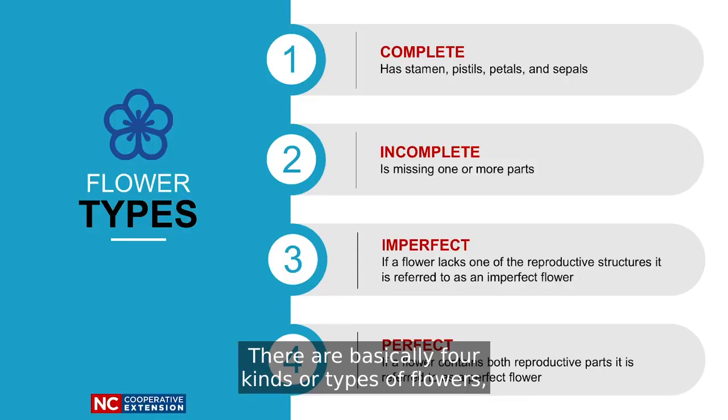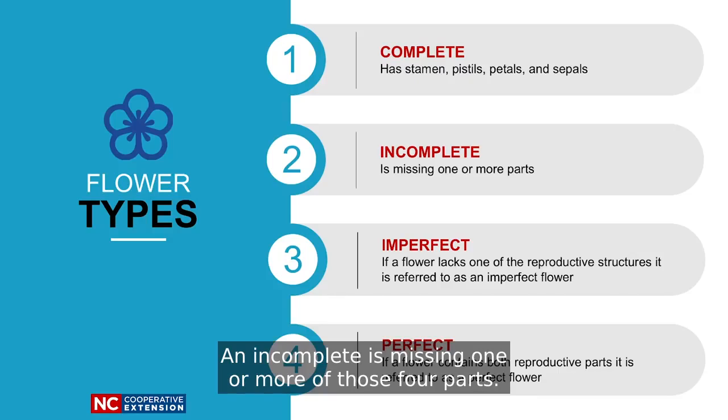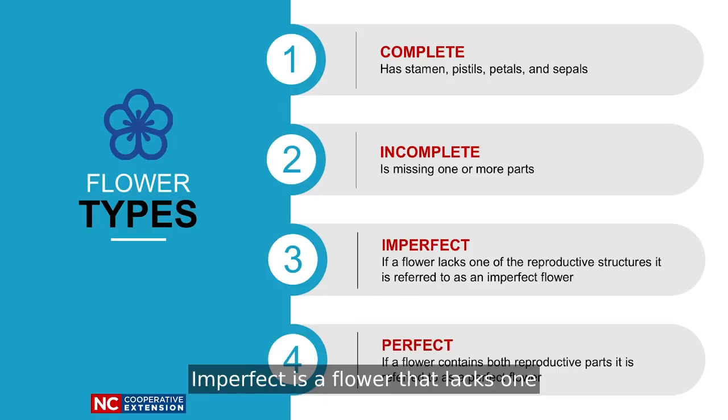There are basically 4 kinds or types of flowers: a complete flower, which has everything: stamen, pistil, petals, and sepals. An incomplete flower is missing one or more of those 4 parts. Imperfect is a flower that lacks one of the reproductive structures, and so it's referred to as an imperfect flower. A perfect flower, on the other hand, contains both reproductive parts, meaning it has both male and female.